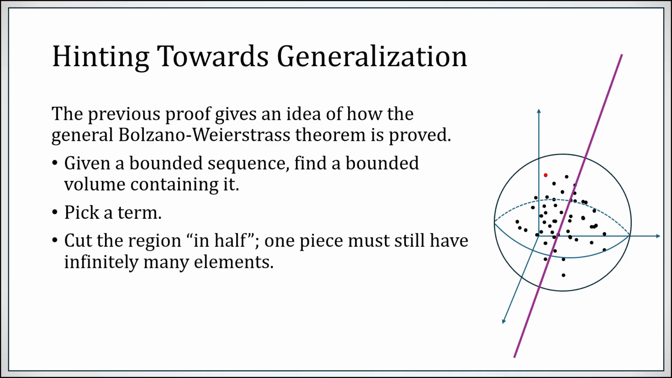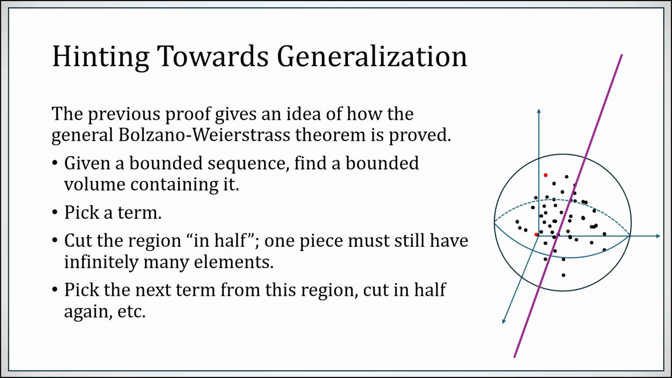Now, cut your bounded region in half. You have two pieces. One of them must contain infinitely many elements. From that region, pick a new term, cut it in half, and continue. You have to do this technical thing of throwing away all terms whose index is up to a certain point just to make sure you're constructing a valid subsequence, but that's not really the point. The point is you continue to cut things into volume 1/2 of what they used to have. You have to be a little bit more careful than just doing that, but that's the basic idea.